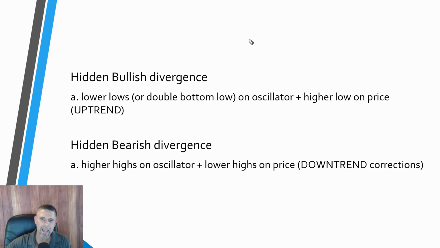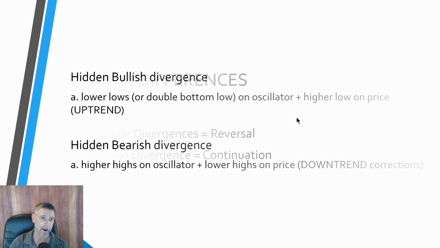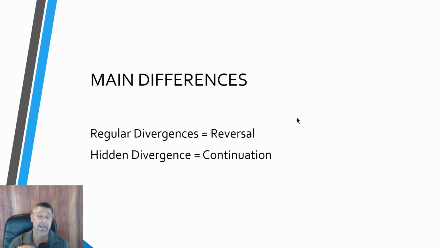If we are looking at lower highs on the price, bam, higher highs on the oscillator, then that is a hidden bearish divergence. Study that. You're going to start seeing these everywhere. Now, here is the main difference. So write this down for your notes.